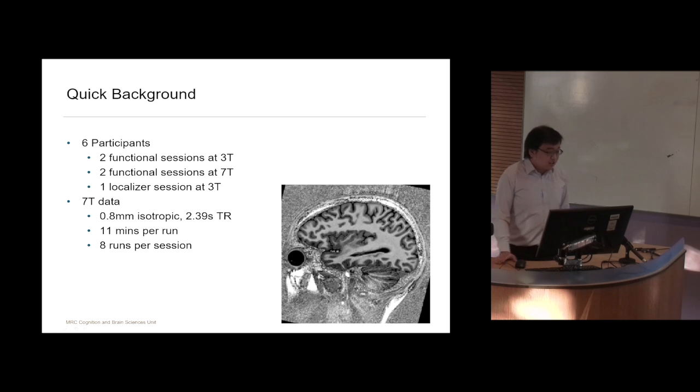For our data, we have 6 participants, two of which underwent 2 sessions at 3T, 2 sessions at 7T, and we also have 1 localizer session at 3T that we use to identify both early visual areas as well as higher visual areas. For the 7T data, this was 0.8 millimeter isotropic data, with a 2.39 second TR. We had a total of 8 runs per session, and each run lasted approximately 11 minutes.